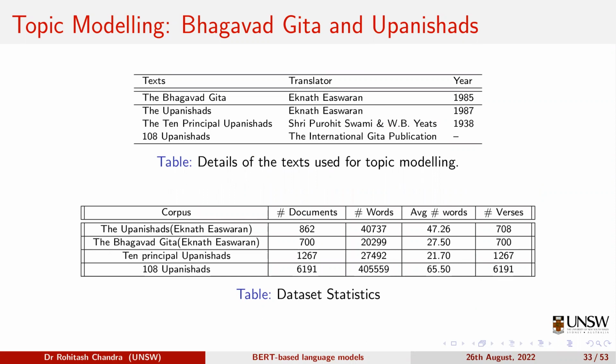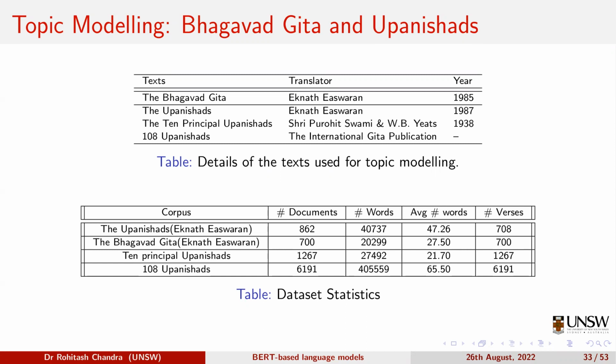We also looked into different texts: the Bhagavad Gita by Eknath Easwaran, the Upanishads by Eknath Easwaran, the 10 principal Upanishads by Sri Purohit Swami and W.B. Yeats, and the 108 Upanishads from the International Gita publication, which is just from a website. There's not much information, and they say that most of the Upanishads were lost. These people have uncovered them, but there's not much background about how they uncovered them and where and by whom they were published. So this is a challenge, but nevertheless, we take that.